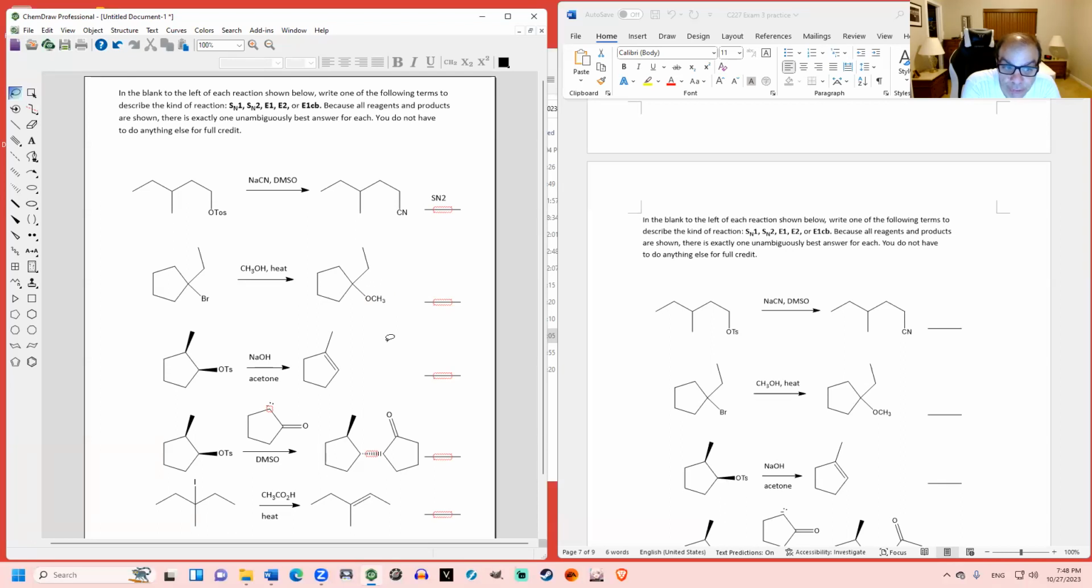And if it's a substitution, that means it's either SN2 or SN1. Since we have a tertiary substrate and a protic solvent, I would expect you to conclude that this is an SN1 reaction and goes through a carbocation.